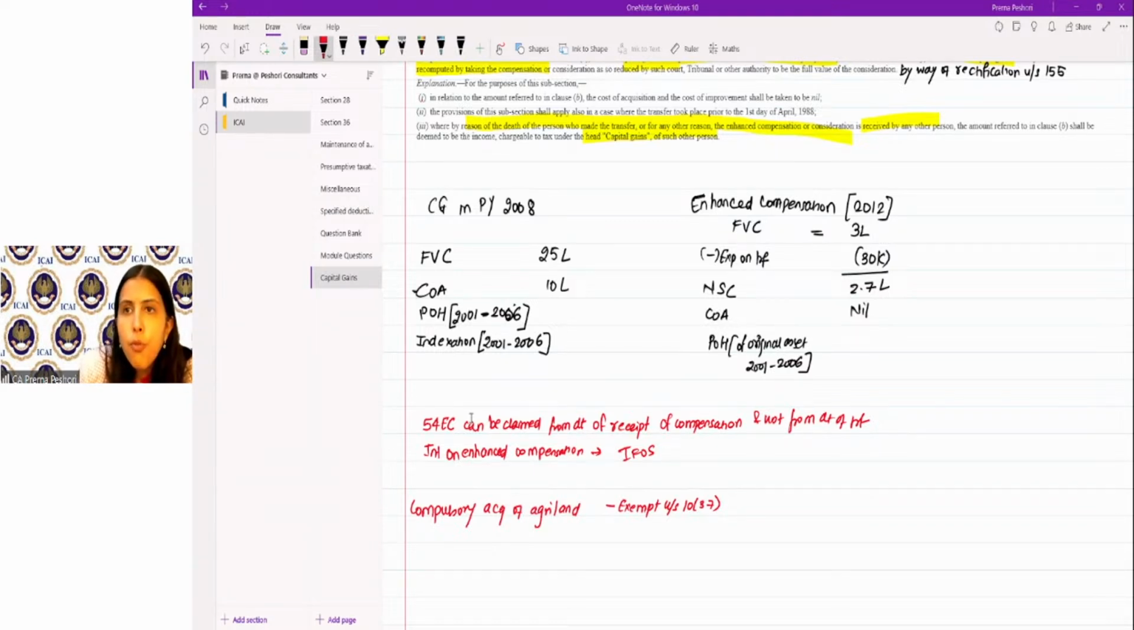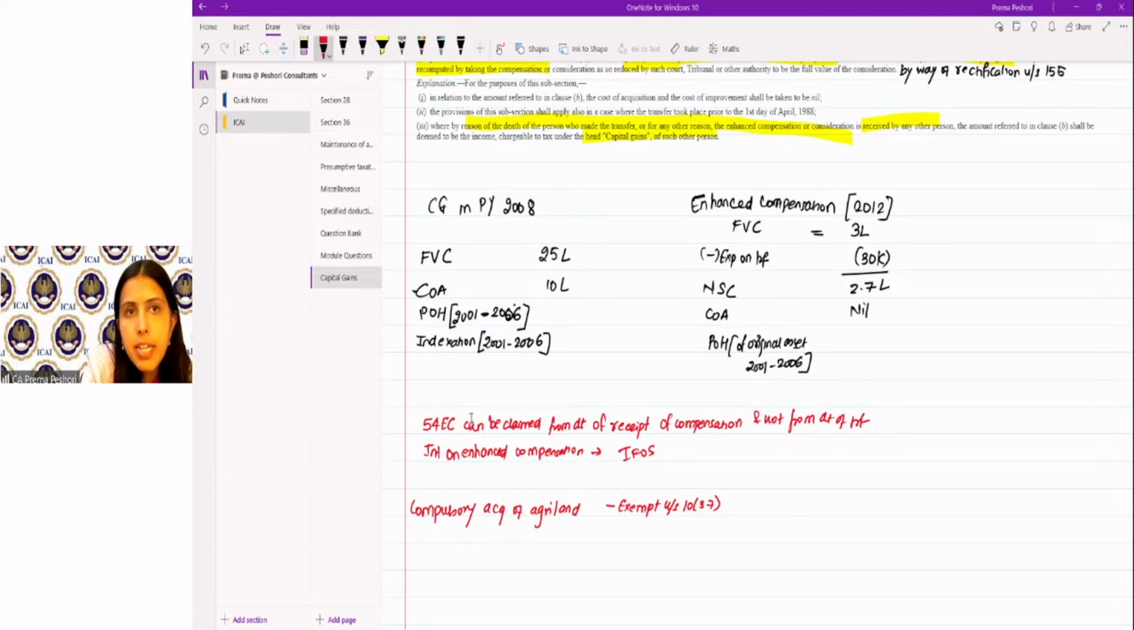Now the question before the Supreme Court was that if there is a compulsory acquisition of land, right, but there is higher compensation which is received after that, whether it will change the character of the transaction.